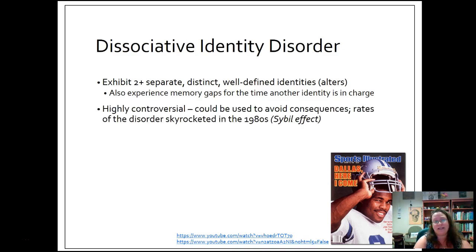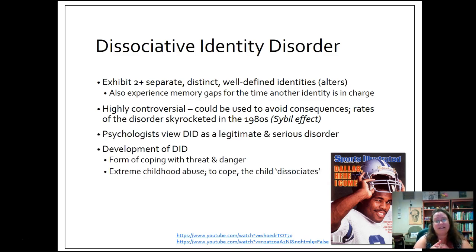This is something that's really controversial, so people are worried it can be used to avoid consequences. We also saw rates of disorder skyrocket after Sybil came out, which was a book and then a movie about someone with DID. But psychologists, this is in the DSM, believe that it is a legitimate and serious disorder. Not very common, but it's legitimate according to psychologists.